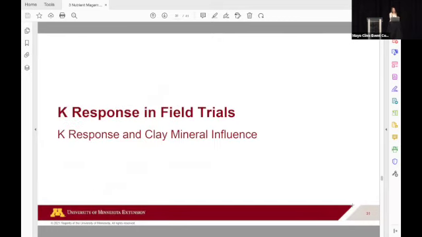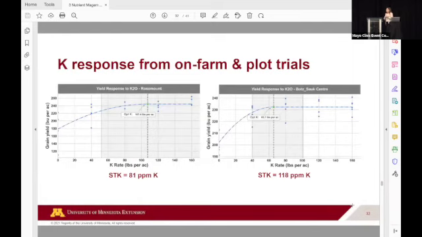So looking at our field trials, I'm going to go over a few field trials, not all of them. This might look familiar to you. This is just a simple rate response. We have our K rate on the x-axis, and on the y-axis, our grain yield. And these are two great response curves, one is a plot trial, one is an on-farm trial.